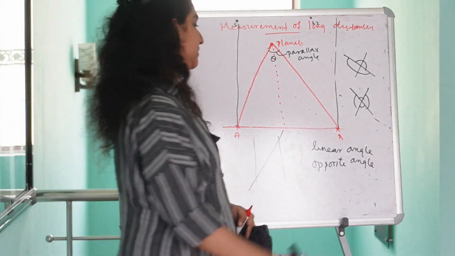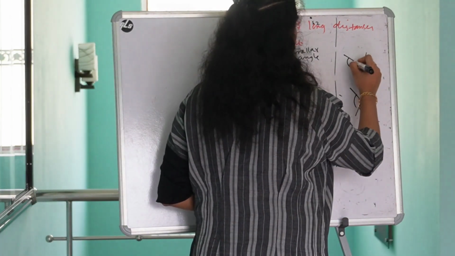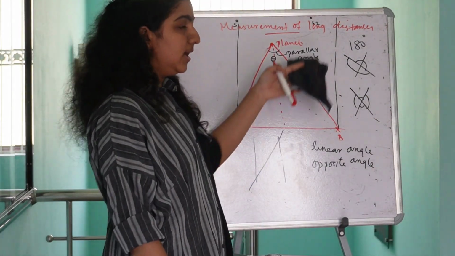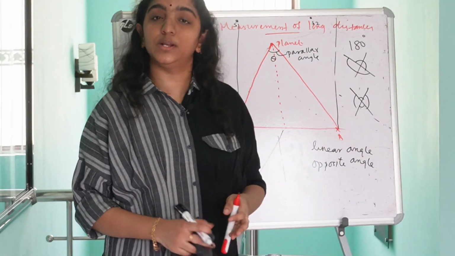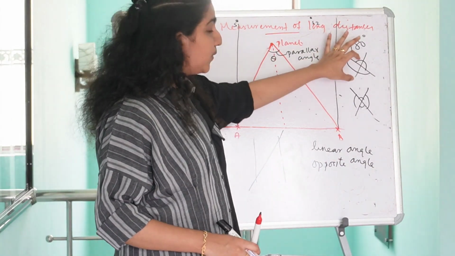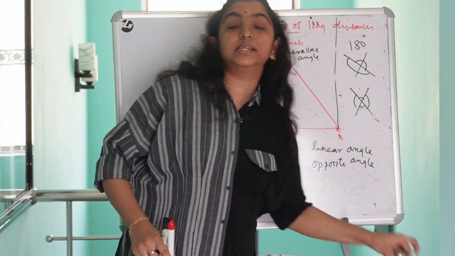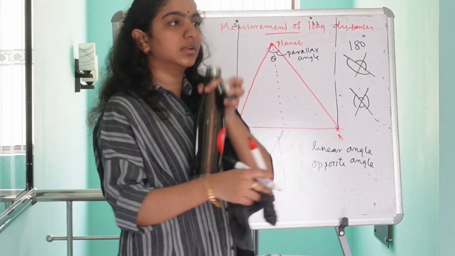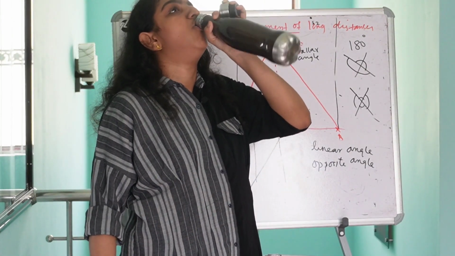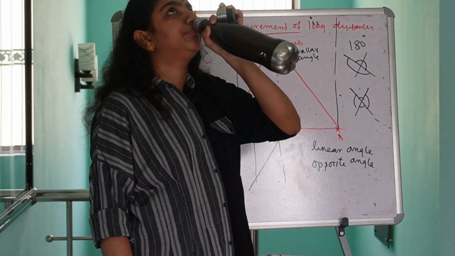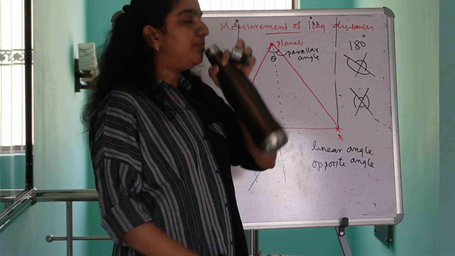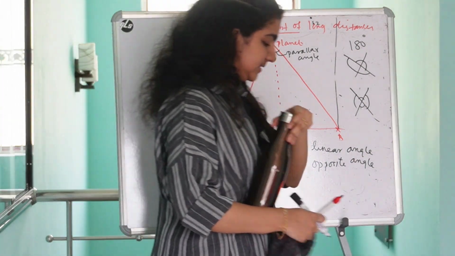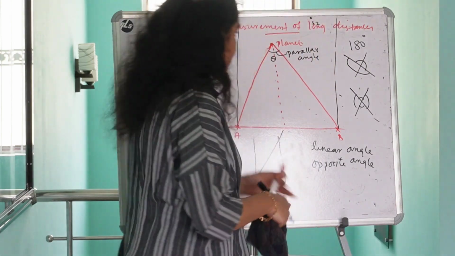Is it clear? Yes. So the sum of linear angles is equal to 180 degrees. The sum of linear angles is equal to 180 degrees, and the angular measurements of opposite angles are equal, one and the same. Yes, is it clear, guys?